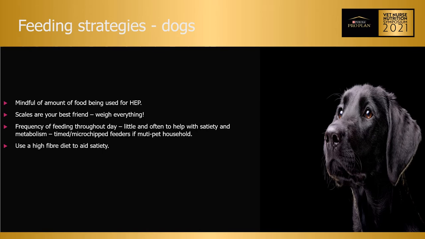We can use a high fibre diet to aid satiety. So this isn't an issue if we're using a weight loss food. These are already high in fibre. However, if we're just making adjustments in a normal life stage food of that patient, then we can look at switching to another type of food that may be higher in fibre, just to see whether that helps.